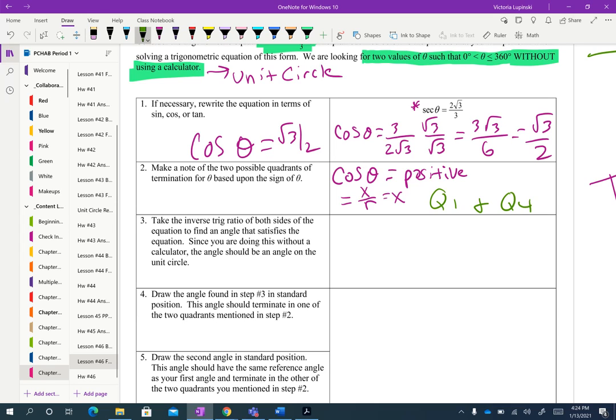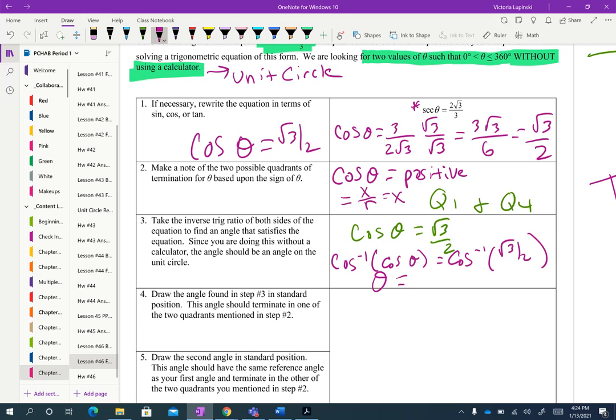So then take the inverse trig ratio of both sides to find an angle that satisfies. If you are doing this without a calculator, then it should be a unit circle value. So let's say that you go back to your cosine of theta equals the square root of 3 over 2. You're going to essentially take the inverse cosine of both sides. So the inverse cosine of the cosine of theta equals the inverse cosine of the square root of 3 over 2. An inverse cosine of a cosine is just theta.